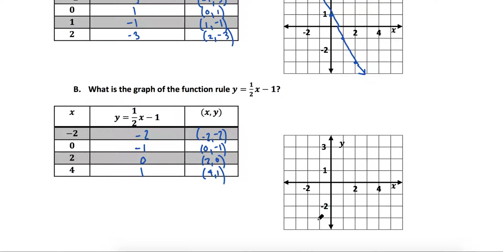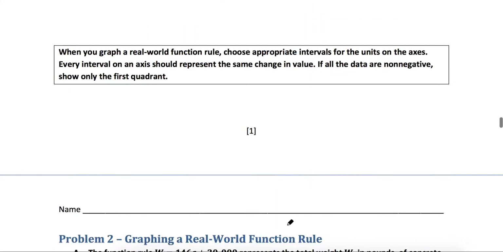Okay, we'll go ahead and plot those points. Here's negative 2, negative 2, 0, negative 1, 2, 0, and 4, 1. Okay, those are forming a straight line there.